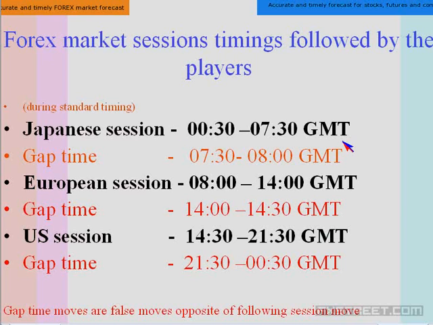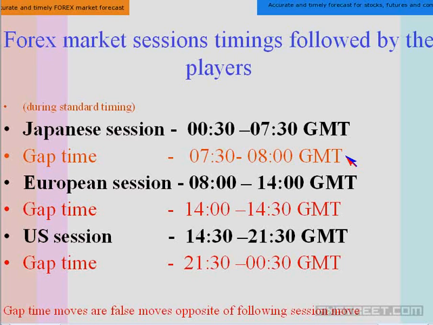These are the timings followed by the players. It is not conventionally used, but these are the timings followed by the players. Session 1, the Japanese session, is from 0030 to 7:30 GMT. 7:30 to 8 GMT is a gap time. During those gap times, the bank orders are not flowing into the market, meaning orders for currency conversion. When such orders are not coming, the players make use of that time to make false moves or stop-ins in the market.